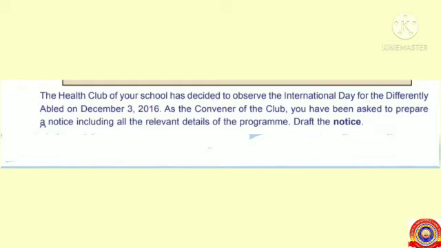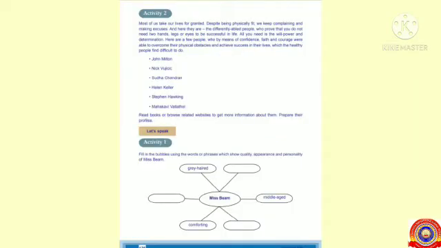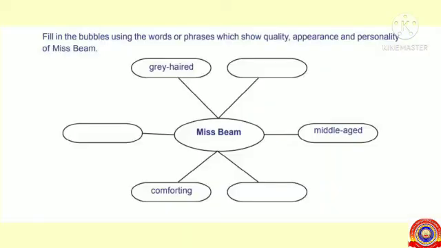Students, now all of you take page number 176. Look, activity 1. Fill in the bubbles using the words or phrases which show quality, appearance and personality of Miss Beam. So the bubble given in the middle includes the name Miss Beam. Around that, some bubbles are given here. 3 hints are already given here. They are grey-haired, middle-aged and comforting. Students, so try to identify the words or phrases which show quality, appearance and personality of Miss Beam.